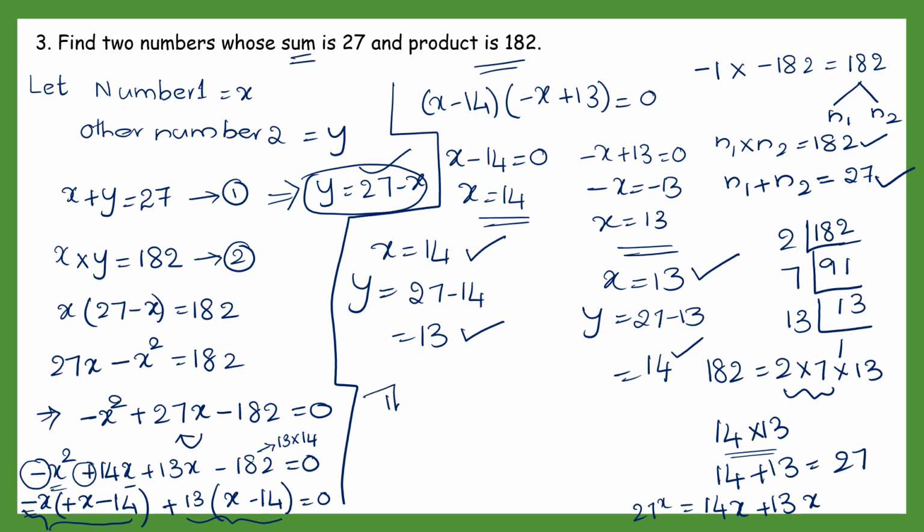So the two numbers are 13 and 14. One is x, another is y. If x is 13, y will be 14. If x is 14, y will be 13. This is the result.